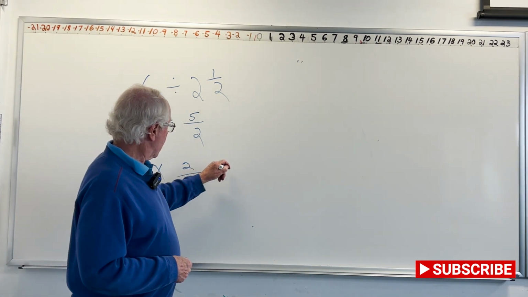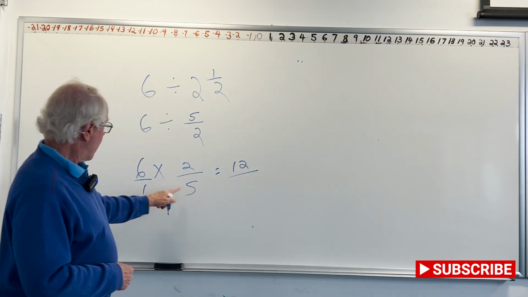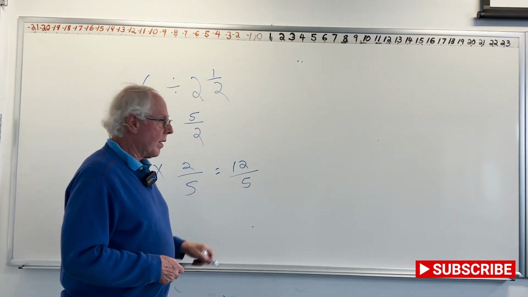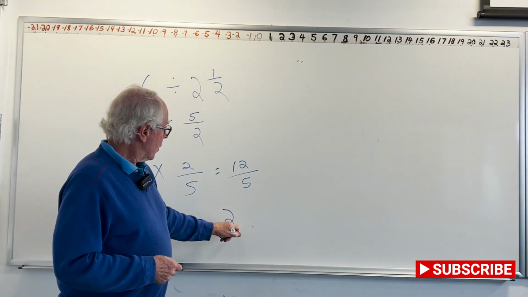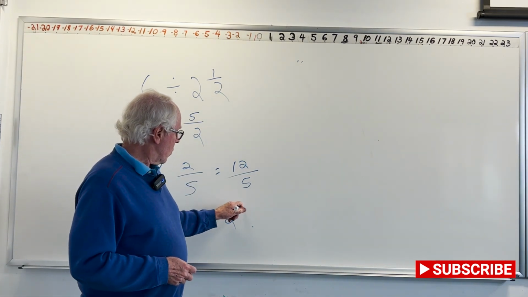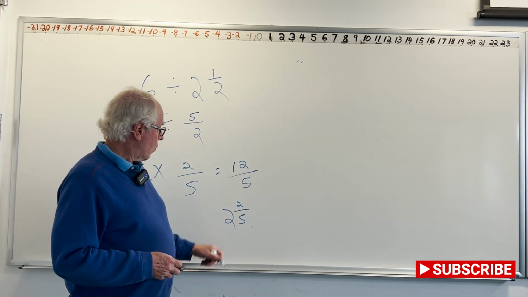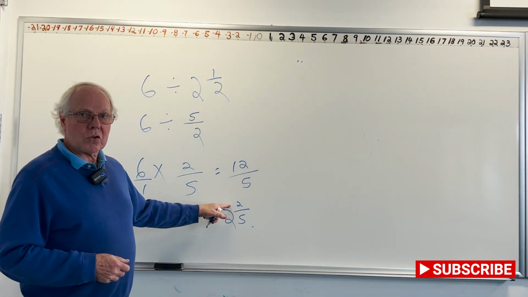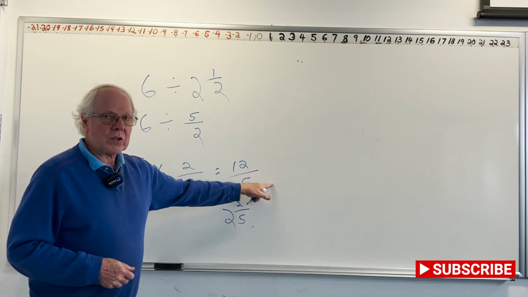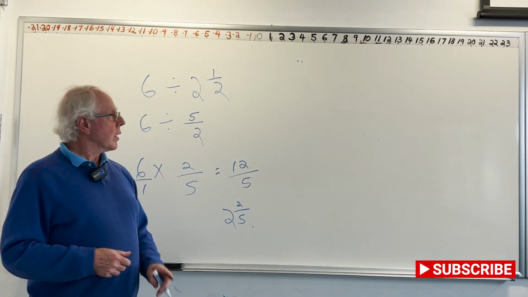6 times 2 is 12. 5 times 1 is 5. Since we don't like to use improper fractions, 5 goes into 12 2 times, with a remainder of 2. 2 what? 2/5. 2 and 2/5. 2 times 5 is 10, plus 2 is 12. Sister Mary Victor would be proud of us. Okay?